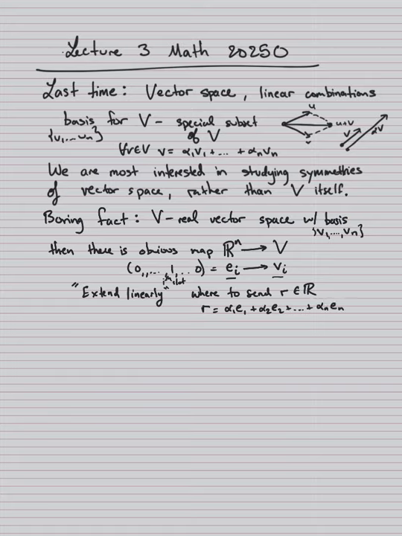And where do you send r? Well, you just send it to the linear combination of the vi's using the same scalars. I'll call this function f. So f of r is just alpha 1 v1 plus alpha 2 v2 plus up through alpha n vn. And since the vi form a basis, this map is a bijection.